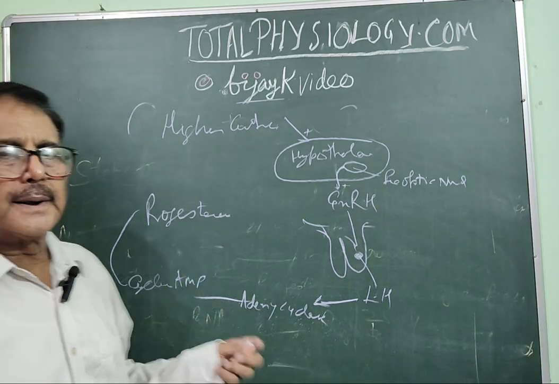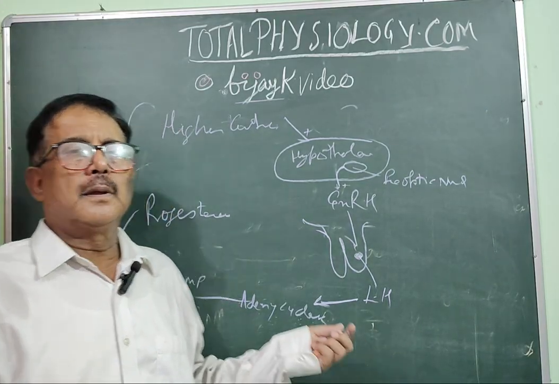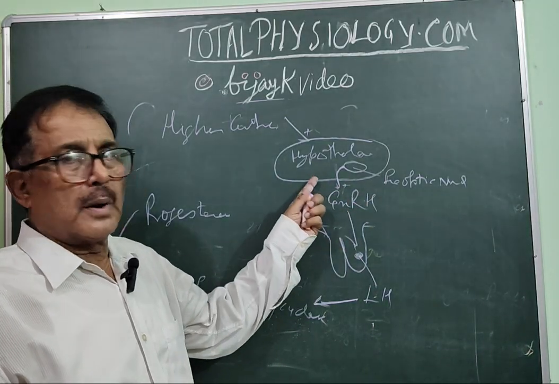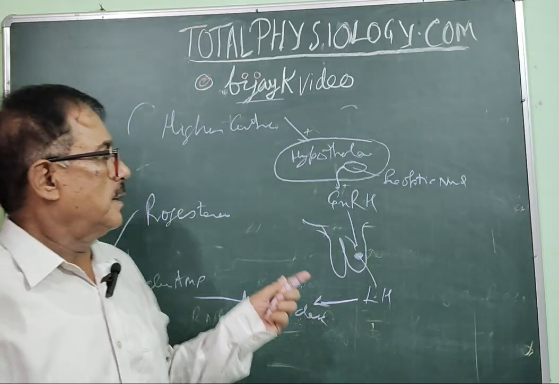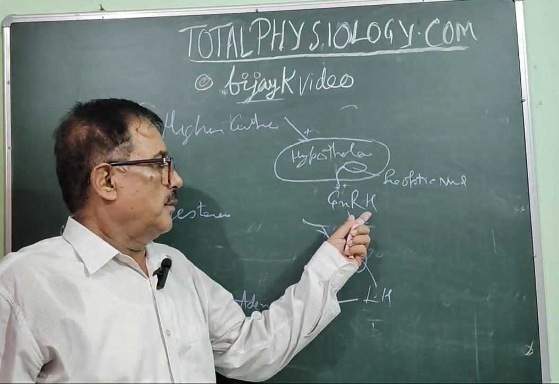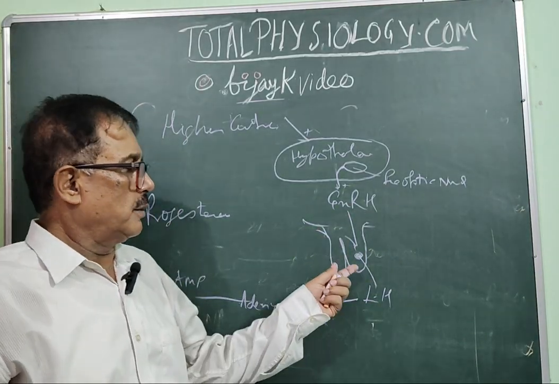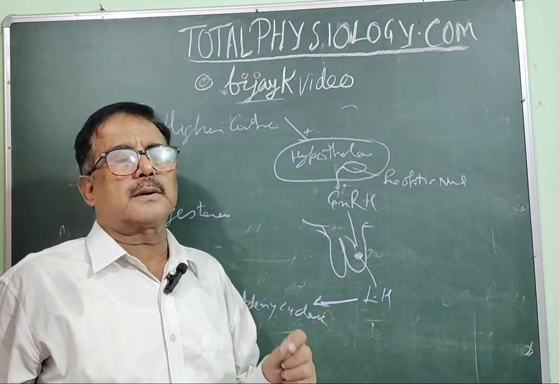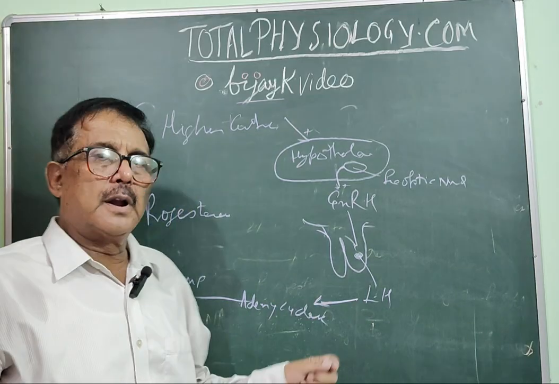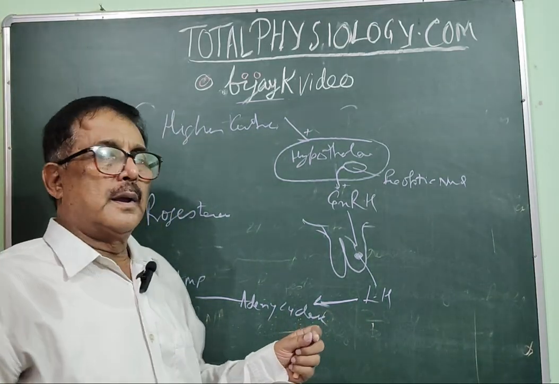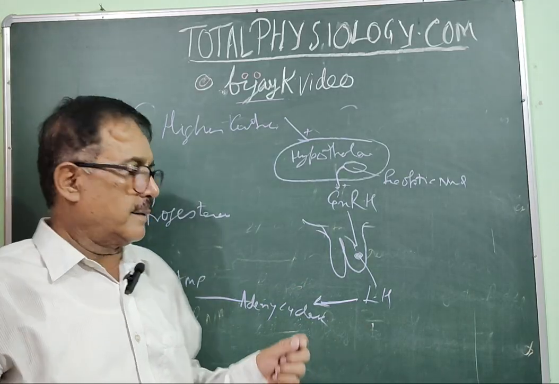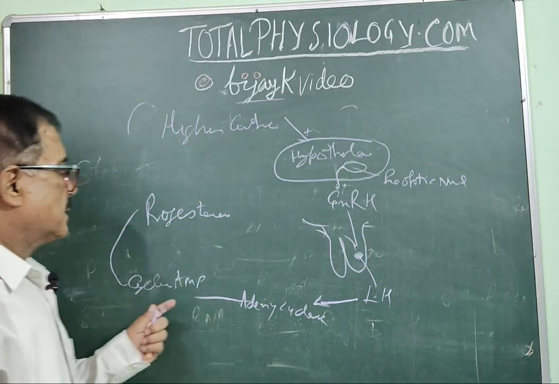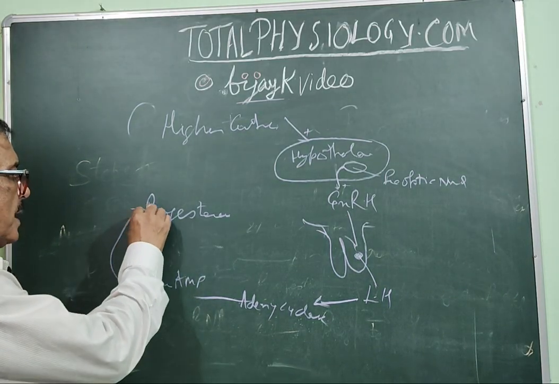Clear? From higher center, a stimulus causes formation of GnRH from the hypothalamus preoptic nucleus. GnRH formation increases, and this goes to the anterior pituitary gonadotropes. Gonadotropes start releasing LH, luteinizing hormone. Luteinizing hormone goes to the target cell where it causes adenyl cyclase stimulation, formation of cyclic AMP, and cyclic AMP stimulates formation of progesterone.